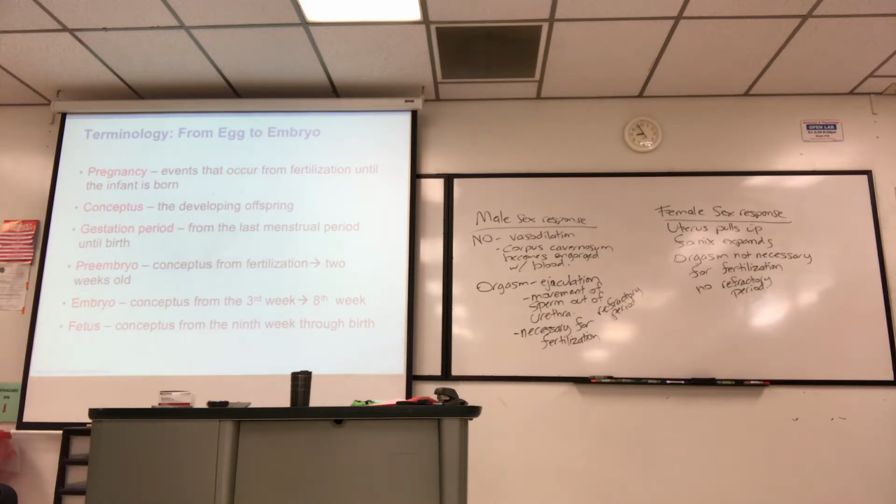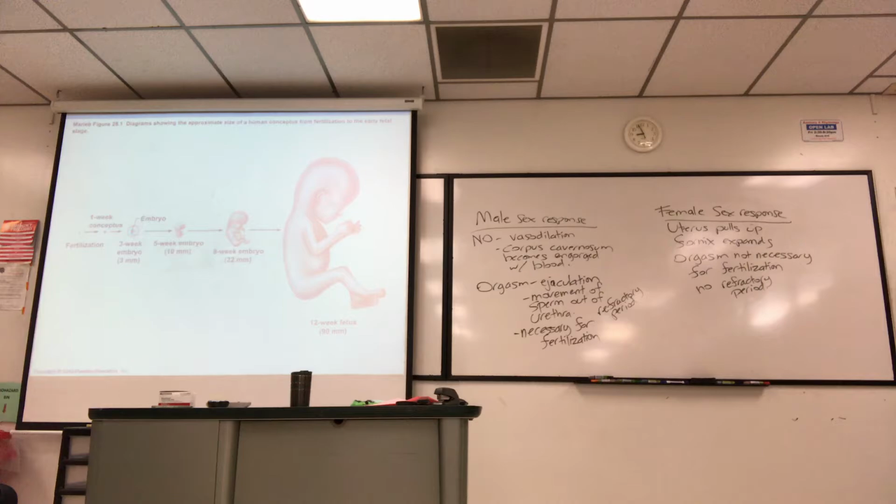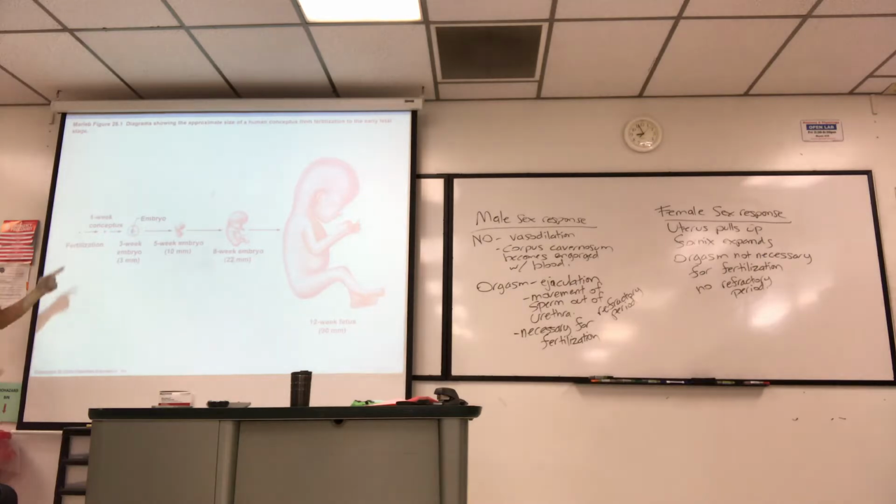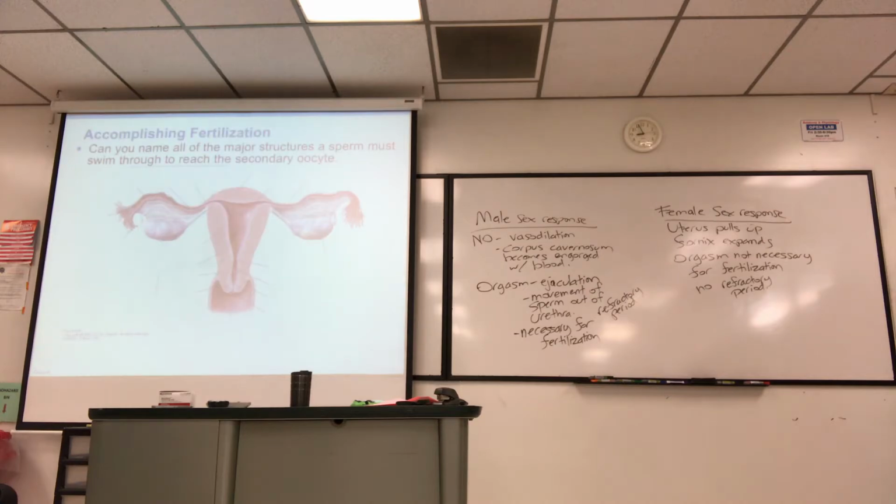Okay. The relative size of the conceptus is shown here. Pre-embryo, embryo, a 12-week fetus. You start off as just a single cell. And that's where we start the conversation, fertilization. You start as a single cell, 2 cells come together.